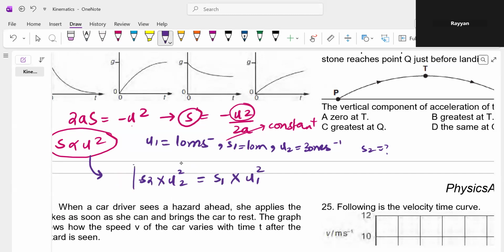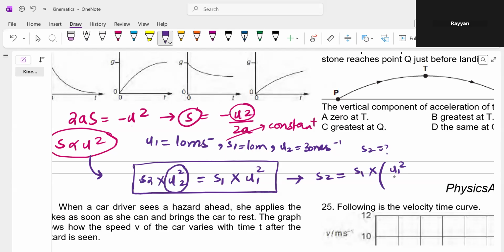Are you clear with this? What I have done? This was the equation that S is directly proportional to U square. So when you have S1, you will use U1 square, and when you have S2, you will use U2 square. From here, you can take this in the denominator, right? Your equation will become S2 equals S1 multiply U1 square divided by U2 square. Clear?